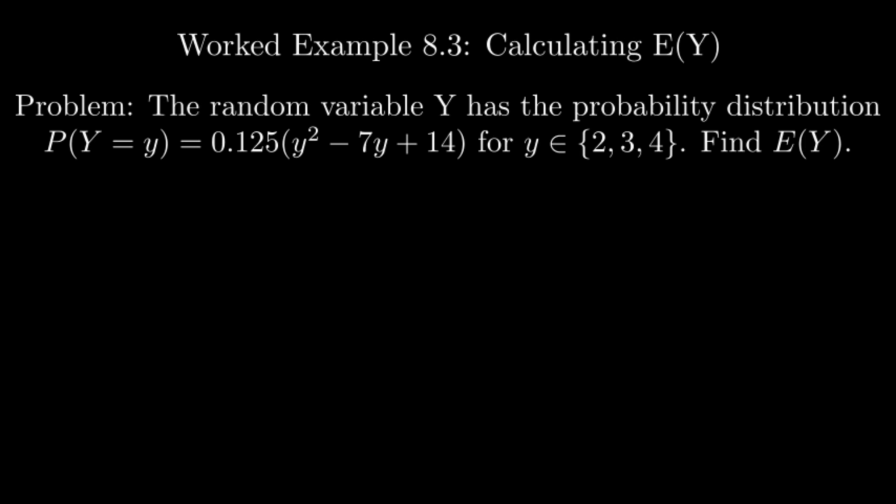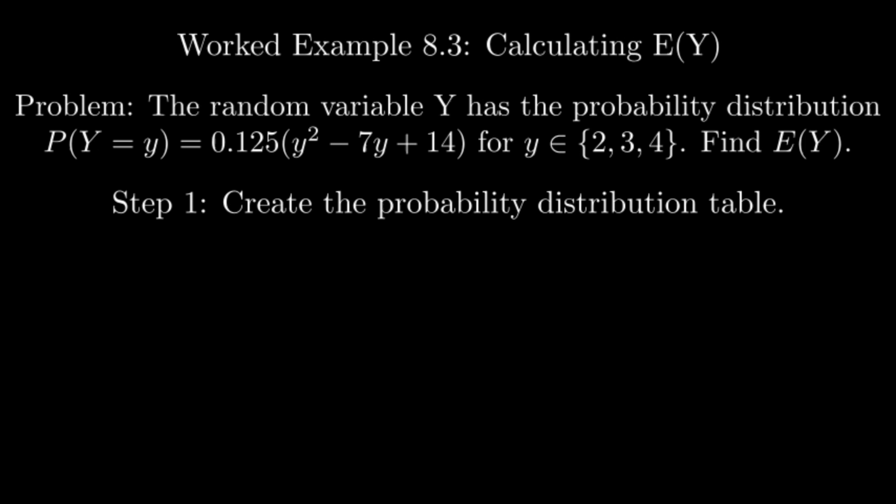Let's practice using this formula with an example where the probability distribution is given by a function. We have a random variable y that can take the values 2, 3, or 4. The probability of each value is given by the formula P of y equals y is 0.125 times the quantity y squared minus 7y plus 14. Our task is to find the expected value of y. The first step is to figure out the actual probabilities for each value of y. We need to build our probability distribution table.